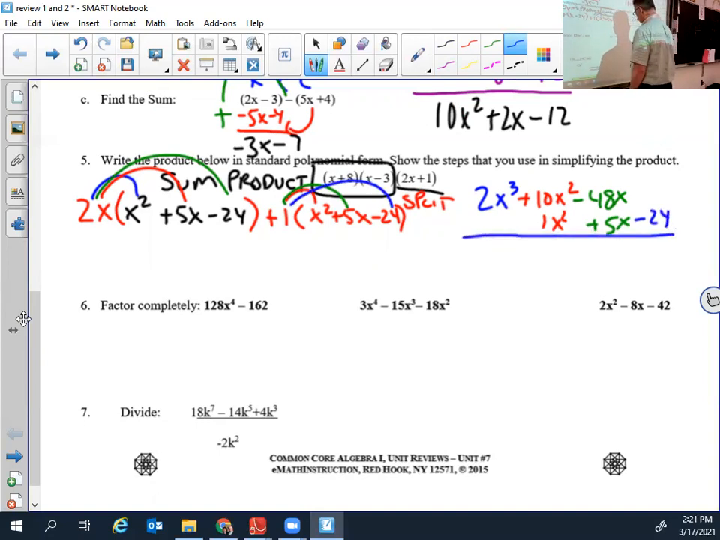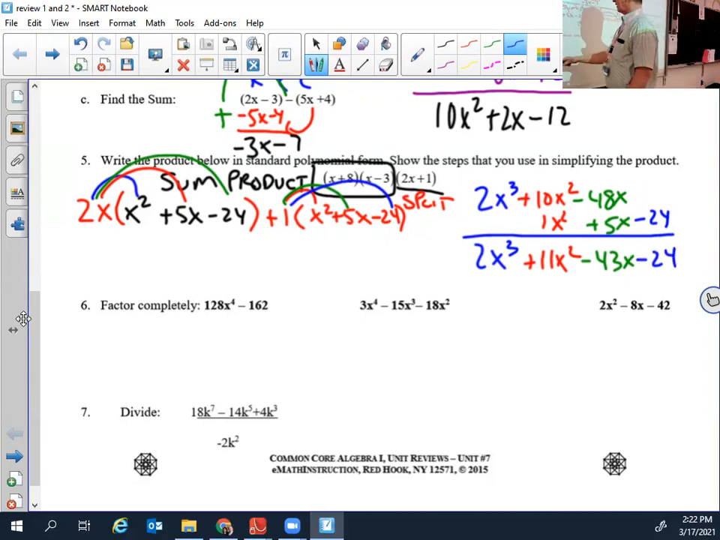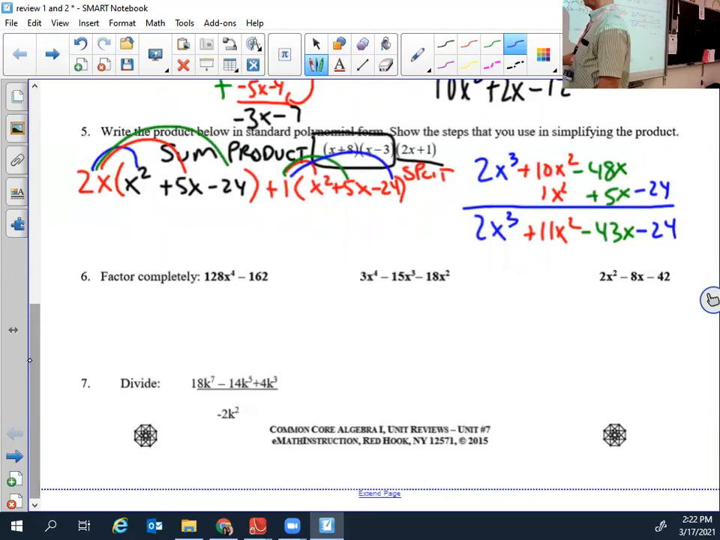which gives me as a result 2x to the third plus 11x squared minus 43x minus 24. Okay, so we've done some multiplication. Now we're doing some factoring. We're taking this apart. It's what we just finished up the unit on.